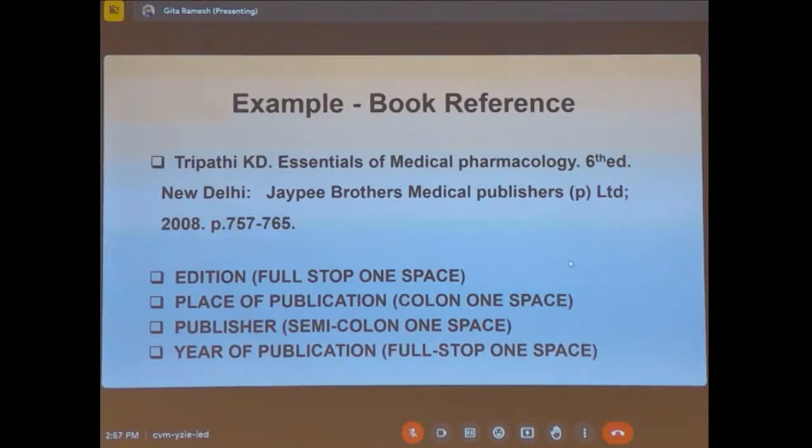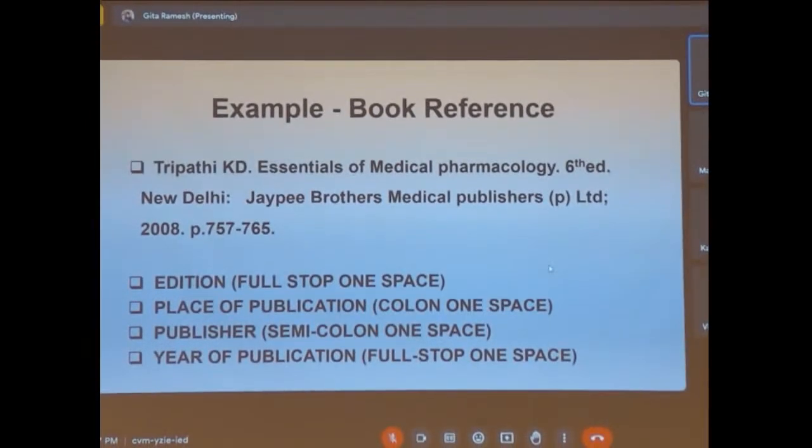The Vancouver style of writing a book reference is like this, as I have shown you in an example. If you are writing about KD Tripathi, you will write it as Tripathi KD, Essentials of Medical Pharmacology, 6th edition, New Delhi, JB Brothers Medical Publishers Private Limited, published in the year 2008, and you have referred to page number 757 to page 765. This is how you will cite a book reference as per the Vancouver style.